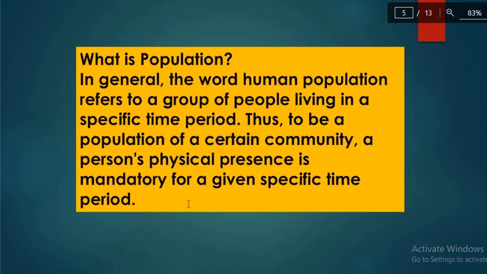So to be population of a certain community, a person's physical presence is mandatory, meaning compulsory, for a given specific time period. I think you have understood.